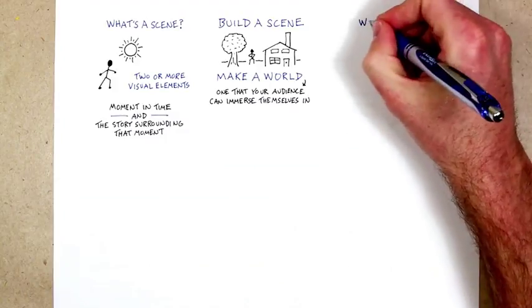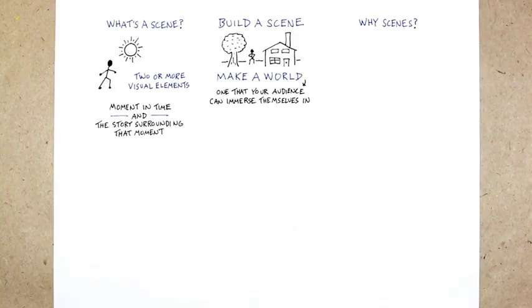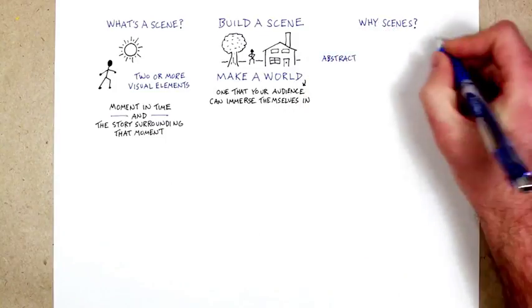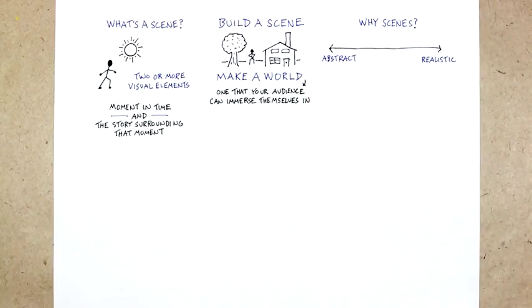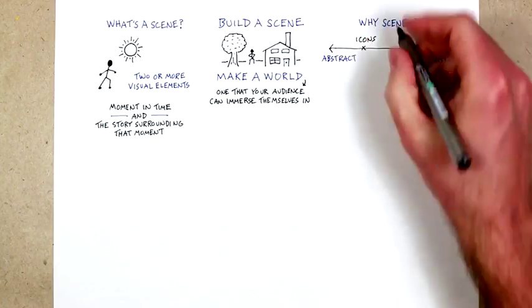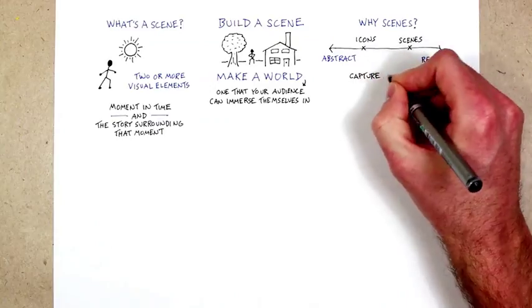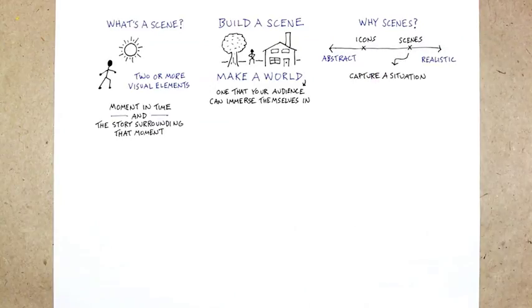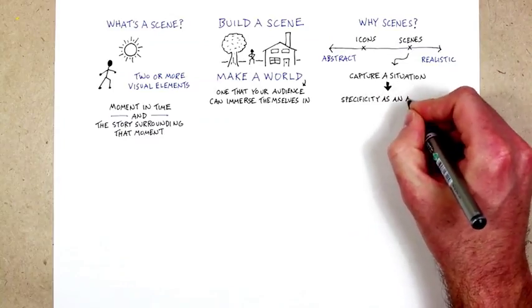Another reason why scenes are worth adding to your visual notes has to do with that spectrum from abstract imagery to realistic imagery that we talked about earlier. Remember that we get more realistic as we move from icons to scenes, because with scenes we begin to capture a particular situation, and that's when this idea of specificity as an anchor comes into play.